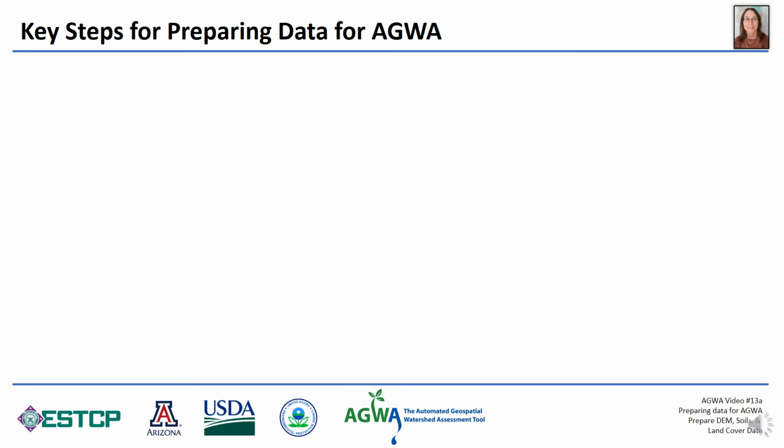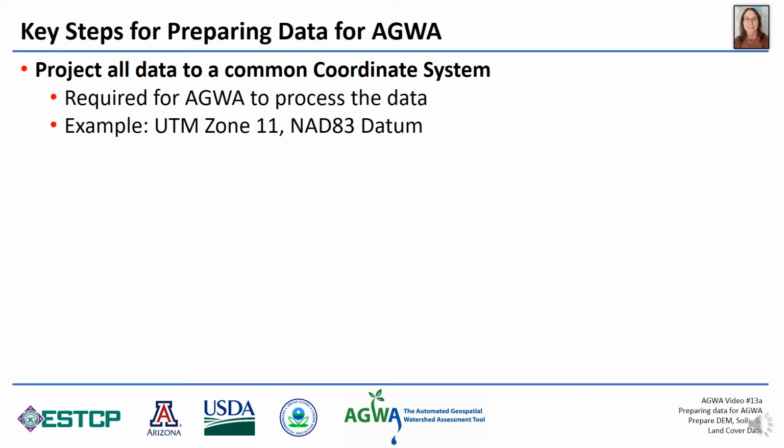There are two main steps when preparing data for AGWA. The first is to project all data to a common coordinate system. ArcMap can project on the fly for visualization or map production, but AGWA requires the data to all be projected to the same coordinate system so the models run properly. For example, the data used in these videos for the Mountain Fire example were all in the UTM projection Zone 11 and the NAD 83 datum.